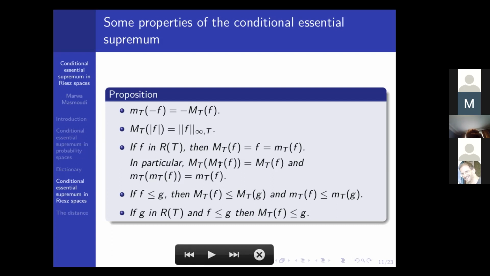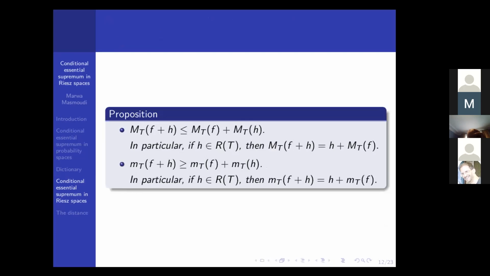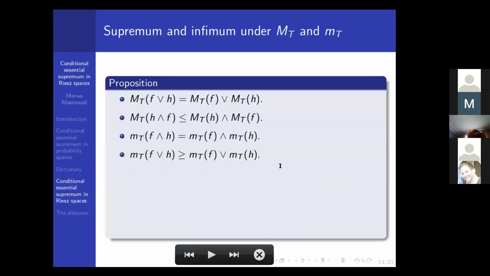Big M_T and small m_T are both idempotent and increasing. If we take an element in the range of T which is greater than F, then it's greater also than the conditional supremum of F. Big M_T is sub-additive and small m_T is super-additive. And they are additive if one of the two elements belongs to the range of T.